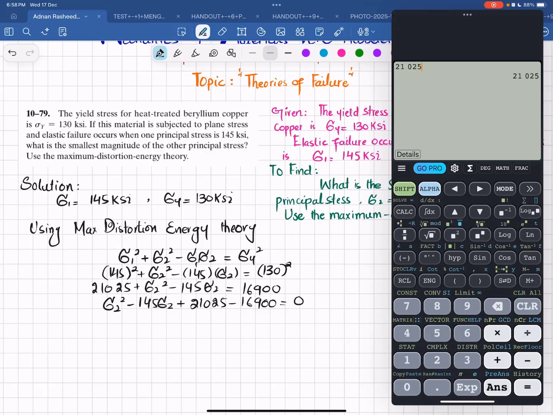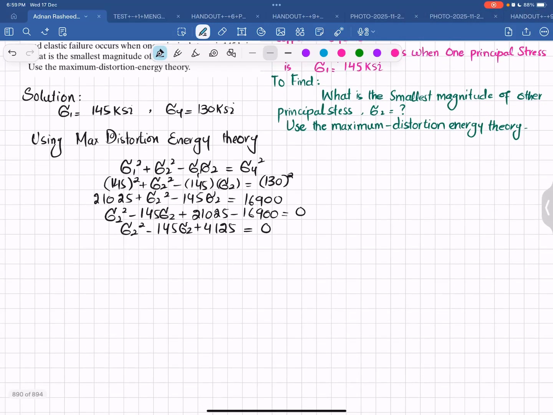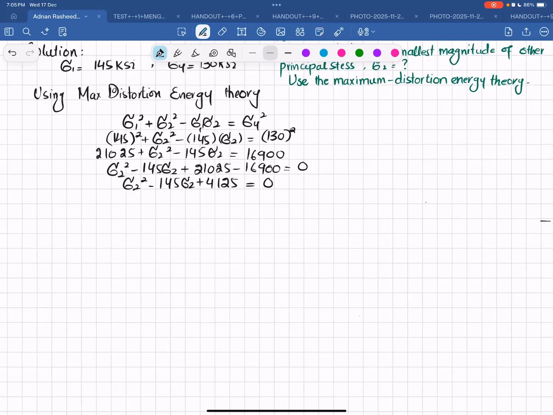21025 minus 16900 will give you 4125. So sigma 2 square minus 145 sigma 2 plus 4125 is equal to 0. So you can see this is a quadratic equation, and we will solve it. As we know, the general form of a quadratic equation is ax square plus bx plus c equal to 0, and its solution is minus b plus minus the square root of b square minus 4 times a multiplied by c, divided by 2a.